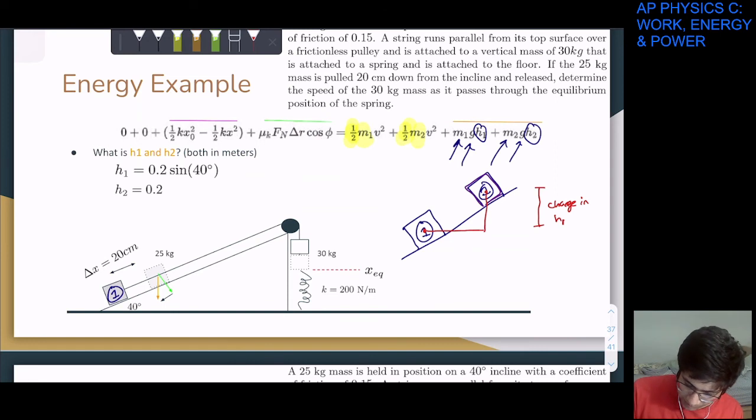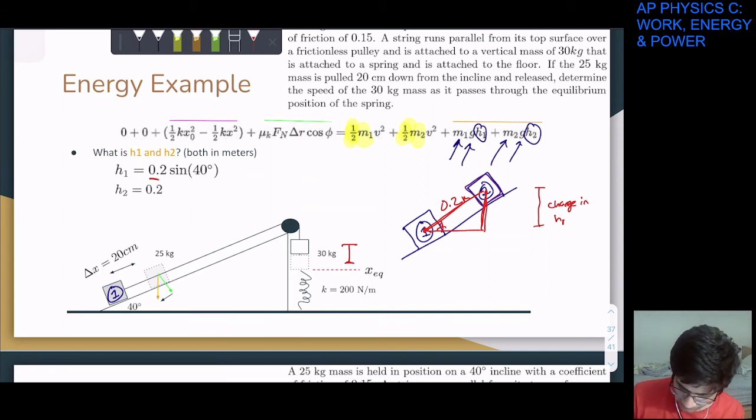And how do we do that? Well, we know the hypotenuse is 0.2, because that's how many meters we've pulled the box. What we're wondering is, what is this change in height? Well, it's just going to be 0.2 times the sine of 40 degrees. The sine will give us this vertical component here. And H2, of course, is easy, because the only displacement is in the vertical position. So it's just going to be 0.2.